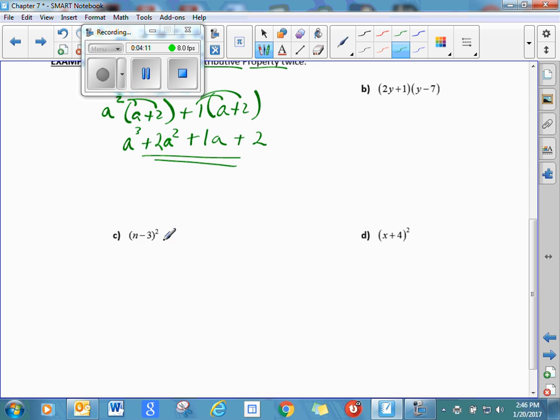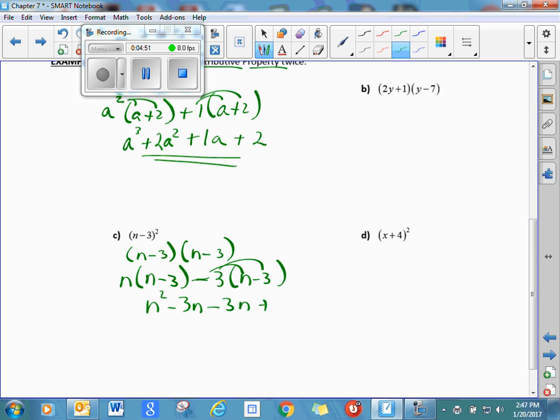So if you look at what this is asking you to do, it's saying take n minus 3 and multiply it times itself. Take n minus 3 as a factor 2 times. Now it looks like the example that we did in A, and we are going to multiply n minus 3 times this second factor, double distribution. So n, the first one, times n minus 3, minus, take that sign right there, 3 times n minus 3. Now when we do the distribution, we get n squared minus 3n. I'm distributing minus 3n plus 9.